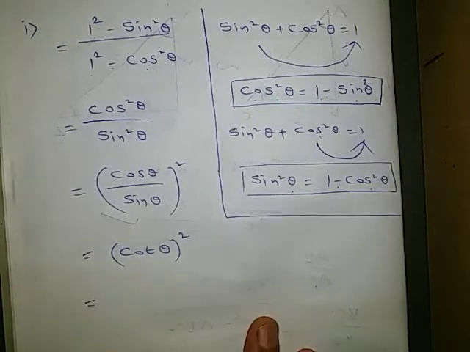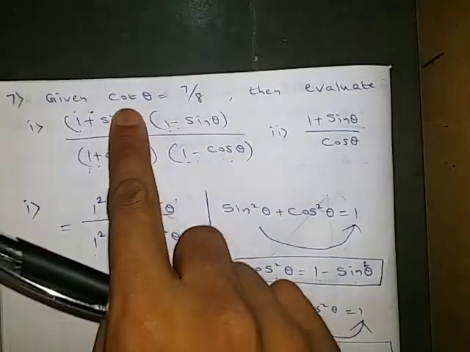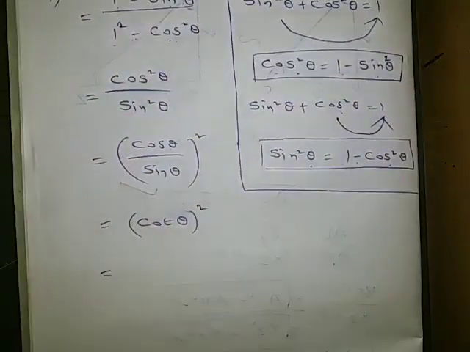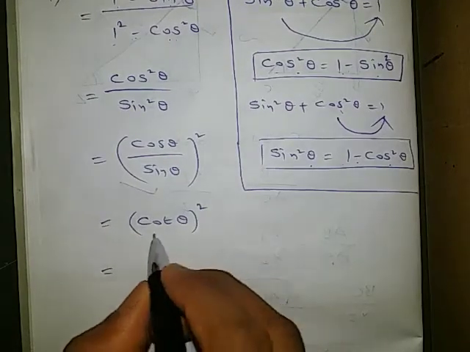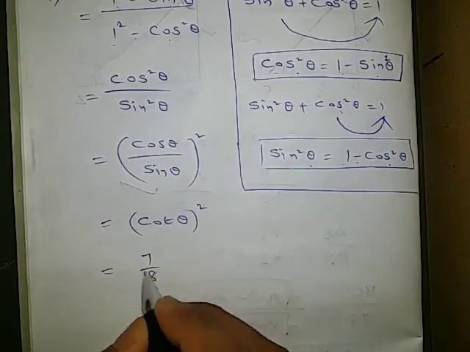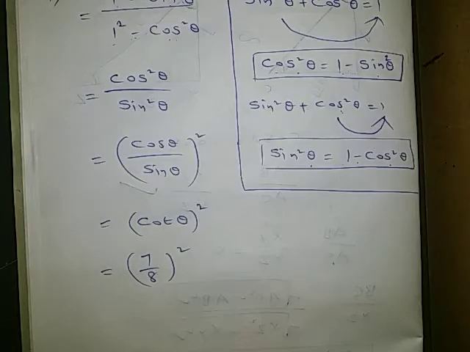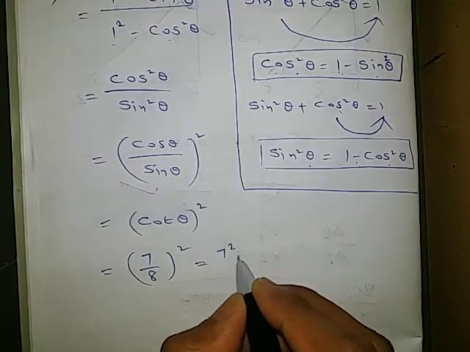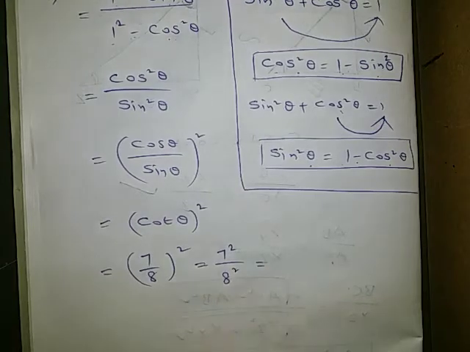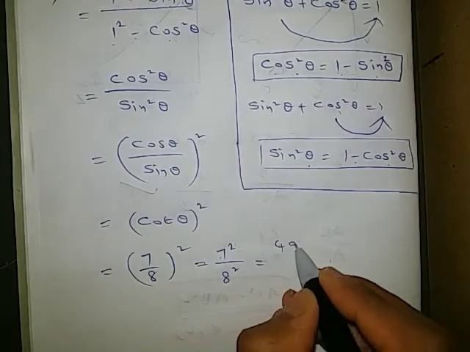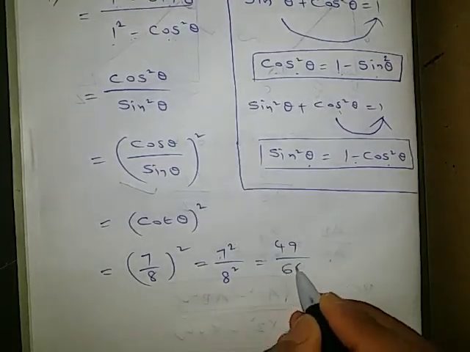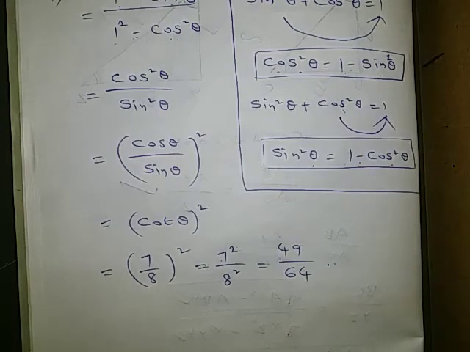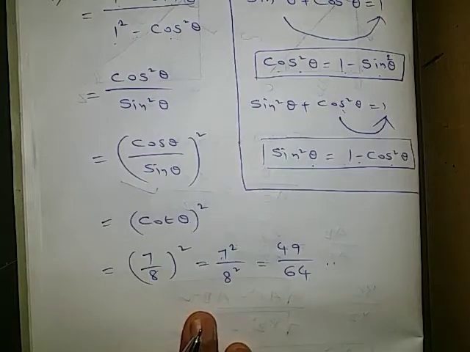In the question itself, they gave the cot theta value as 7 by 8. So we need to find the cot theta whole square value. Cot theta is given as 7 by 8 whole square. 7 by 8 whole square is nothing but 7 square by 8 square. 7 square is 49 divided by 8 square 64. This is the answer to the first question.